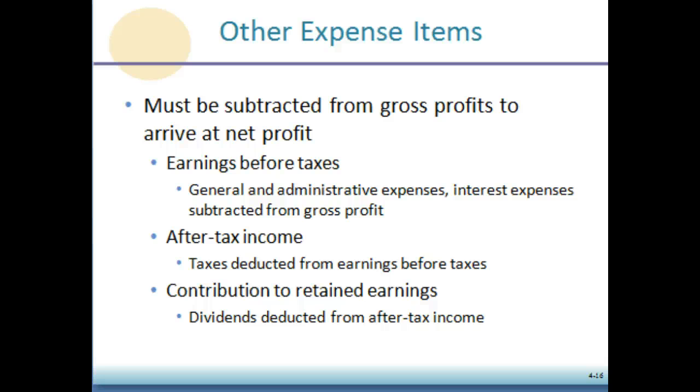Other expense items must now be added. So they would be subtracted from gross profits to arrive at net profit. It would be earnings before taxes, which are general and administrative expenses, interest expenses, all subtracted from gross profit, and after-tax income, which taxes would be deducted from earnings before taxes, and then contribution to retained earnings, which would be the dividends deducted from after-tax income.